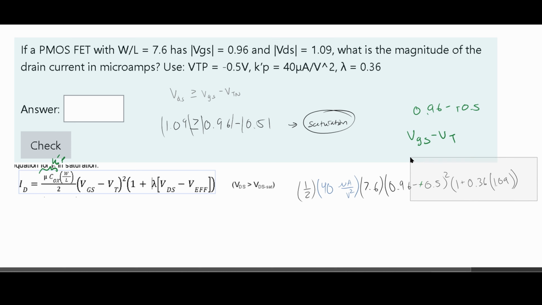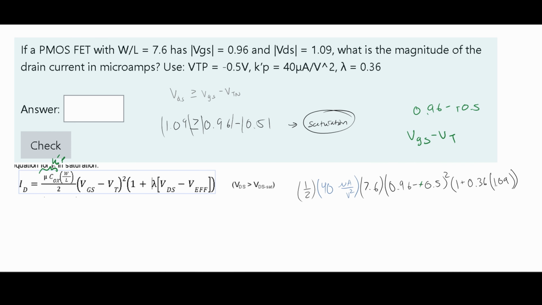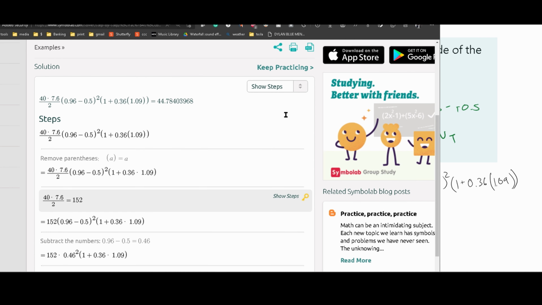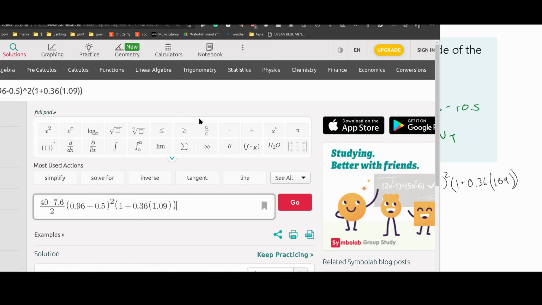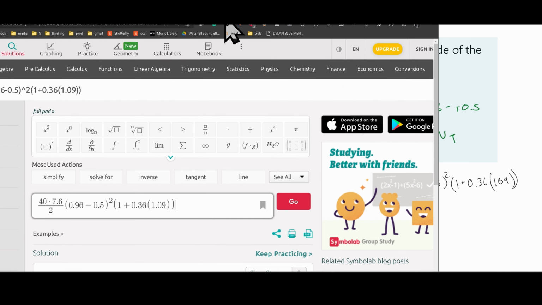Now the reason why I haven't included this VEFF in here is because when looking at Symbolab, the answer for this problem is 44.8. We get 44.78. Just plug it in like this.